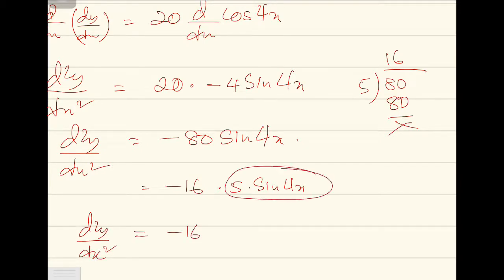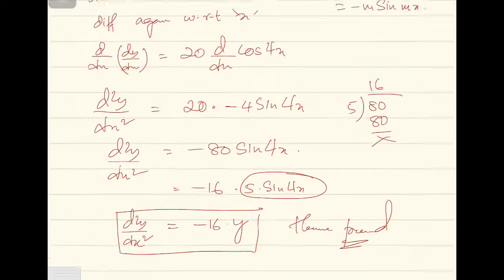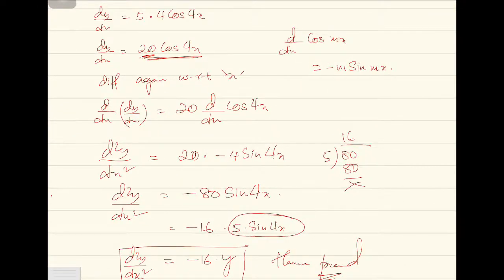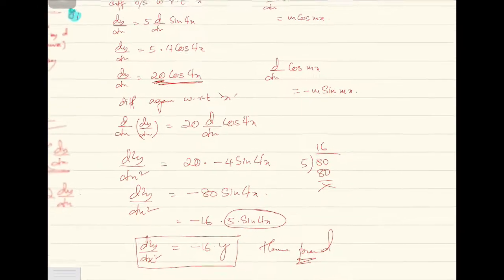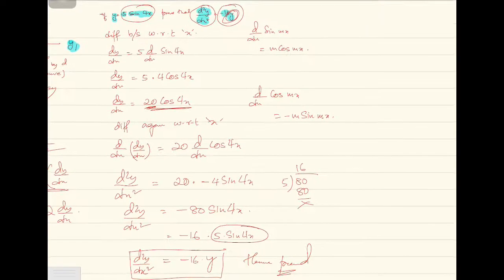And what can I write instead of this? That would be very simply y. So finally I have d²y/dx² equals minus 16y. You can write here, hence proved. So that's how we solve a double order differentiation sum. It is indeed a very easy sum to start with. We will solve some other sums which will be quite challenging as well.